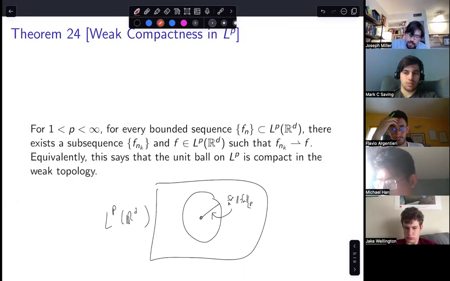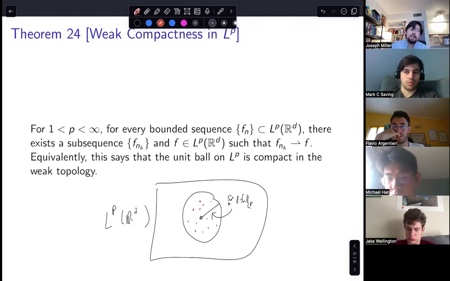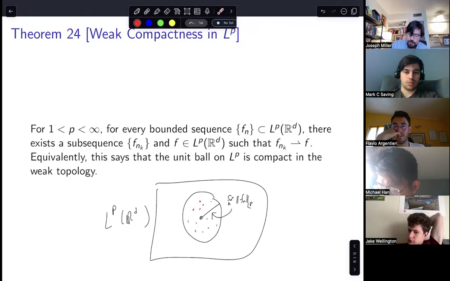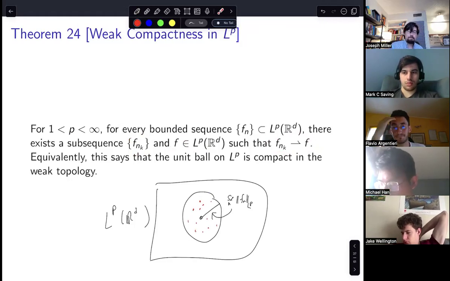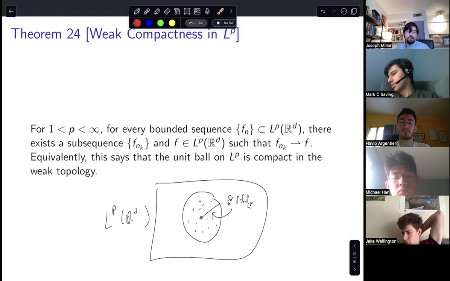Then I know that for any sequence of points, I can find a limiting point. So it's like compact in L^p, but it's not compact in the norm topology. It's compact with respect to the weak topology. So I know that there exists a subsequence f_{n_k} and a limiting f, which is still in L^p, such that I get weak convergence to this function f. This is useful if you give me a generic sequence and I want to find some limit of it.